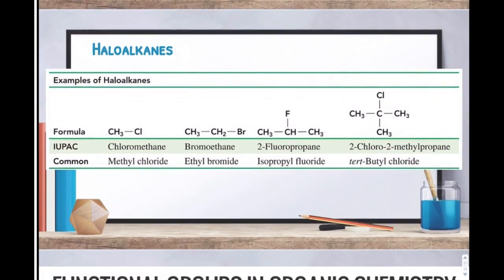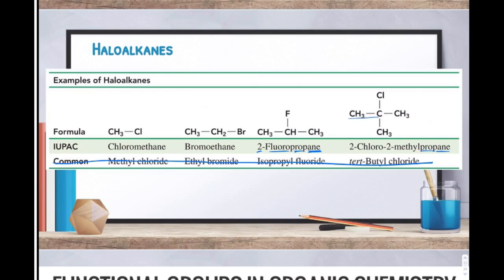Haloalkanes are halogens with alkanes, and so don't worry about the common names here. Only the IUPAC names, which is just the formal naming system we've been using for the whole class. So chloromethane, bromoethane, 2-fluoropropane. Okay, so look at this name. It's a propane, so it means it's all single bonds. It's 3 carbons. It has a fluorine on carbon number 2. Look at this one. This is a propane, so all single bonds. The longest chain is 3 carbons.